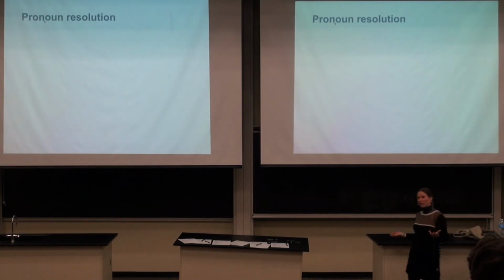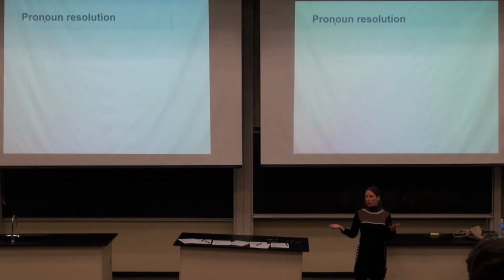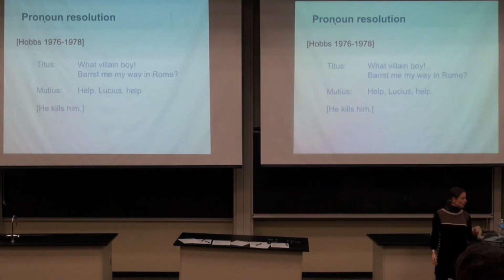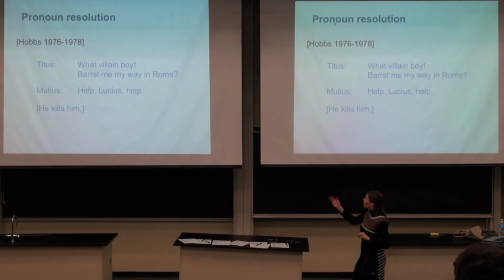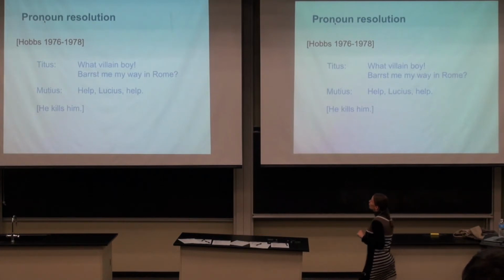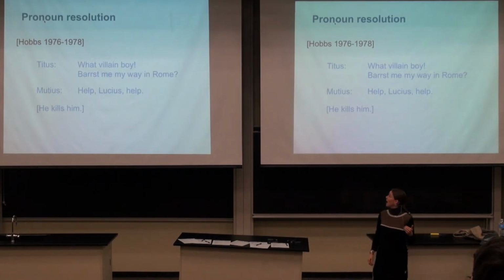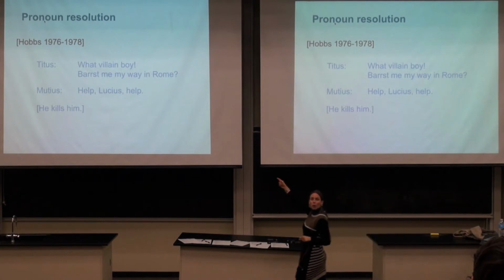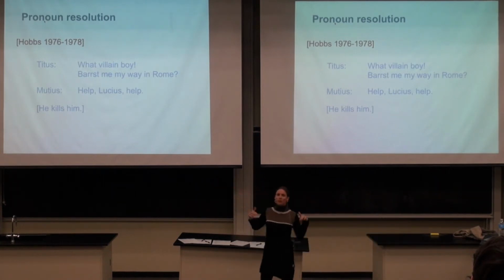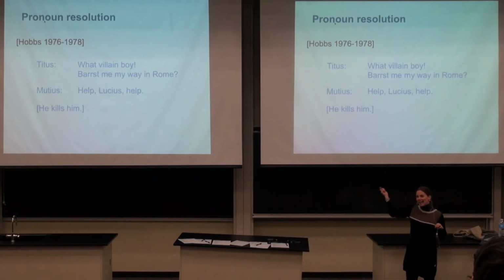And so this is stuff that people wanted to do automatically, trying to solve pronoun resolution. The first system is due to Jerry Hobbs in the 70s, and here is one of his examples, for those of you who know Shakespeare's Titus: "What, villain boy, barr'st me my way in Rome? Lucius, help!" Stage direction: he kills him. So you better know who is he and who is him if you are the actors on stage and you have to act this. So what do you think he is? What do you think him is?